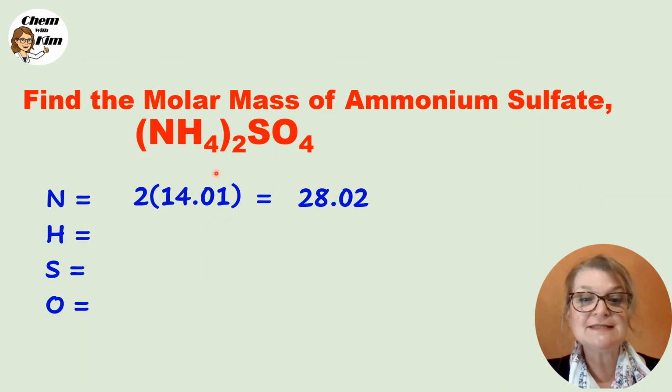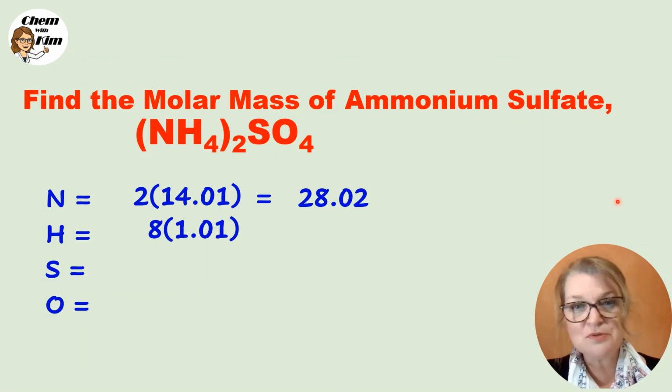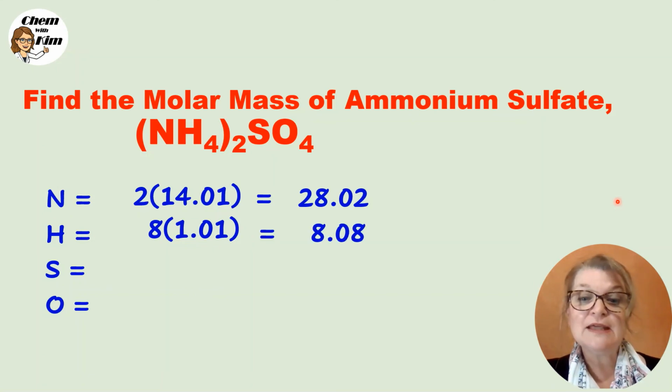Now the hydrogen has a subscript of 4 inside the parentheses, but there's also a 2 outside the parentheses, so we need to multiply both subscripts together, and that's going to give us 8 moles of hydrogen. We're going to multiply 8 by the mass of hydrogen off the periodic table, and that's going to give us 8.08. The sulfur doesn't have a subscript at all, so it's understood to be 1.